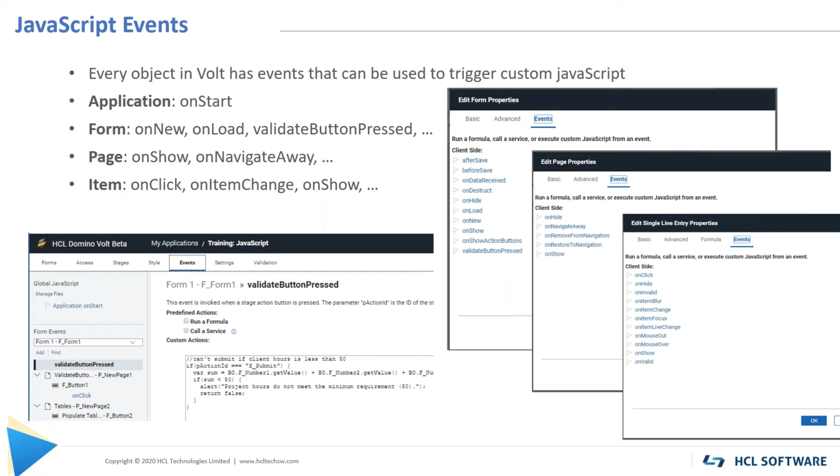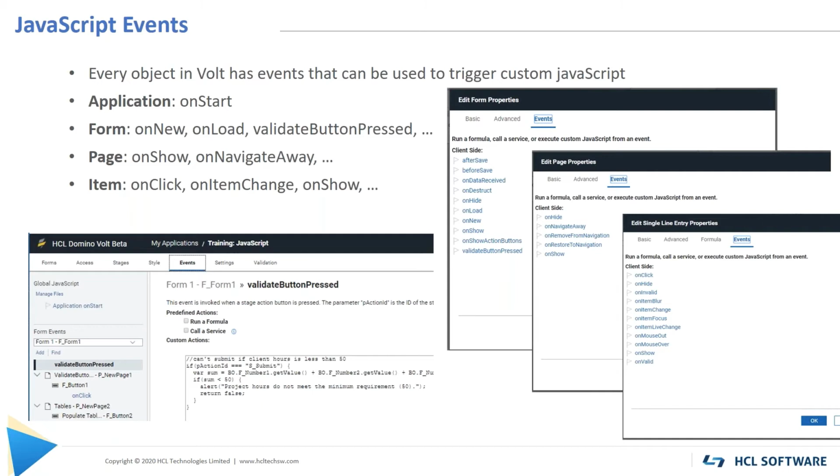So on new means it's only going to fire once. It's only going to fire when that form is being created that very first time. And then on load happens every time that form is loaded. So it could be happening as a new form, or it could be happening as an existing form that's being opened. Validate button pressed is when the form is being submitted. We have this event that triggers so that we can actually detect, okay, what button was pressed? Now do I want to do something special because of that specific button? Maybe I want to change something in the form. Maybe I want to validate something in the form, and then I can cancel the submit action. And I'm going to show a little bit of that later on in the presentation.